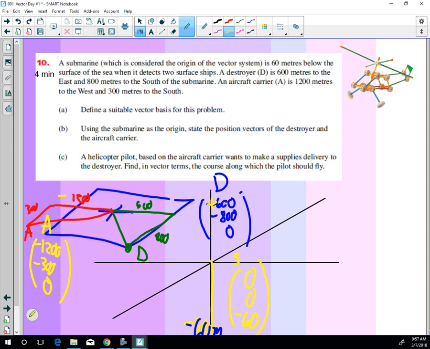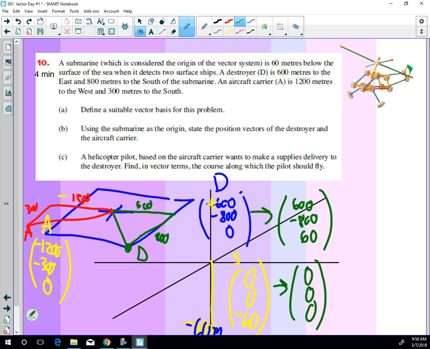Using the submarine as the origin, state the position. Okay, so now all that's going to happen here is we're going to shift this to 0, 0, 0. Then this one's going to shift to 600, negative 800, and then this is going to be 60 above. And then this one's going to shift to negative 1,200, negative 300, and 60.